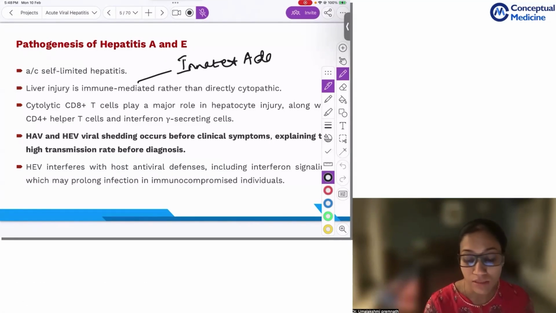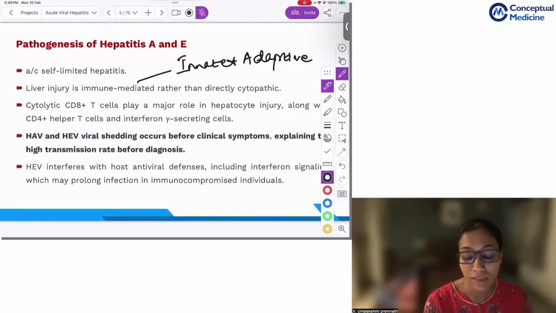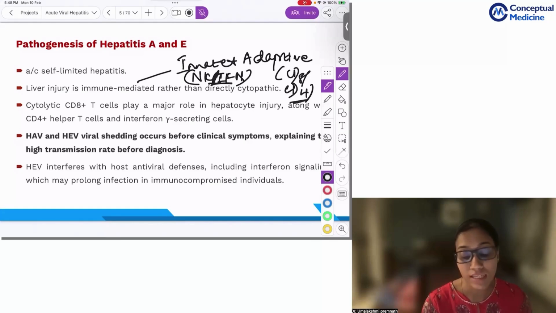The innate immunity is mainly by who? It's mainly by the NK cells and interferon and interleukins. They are the ones which are the main mediators of innate immunity. The adaptive immunity is mainly by the CD8 cytotoxic cells and CD4 T helper cells. Okay, so it's immune mediated rather than directly cytopathic.